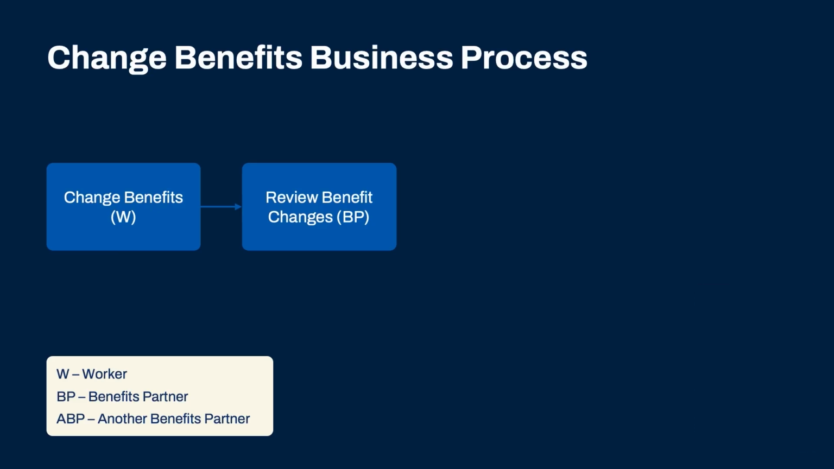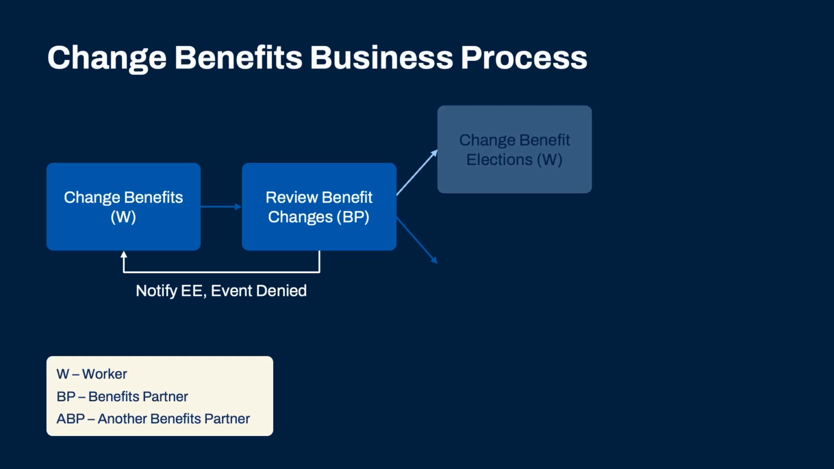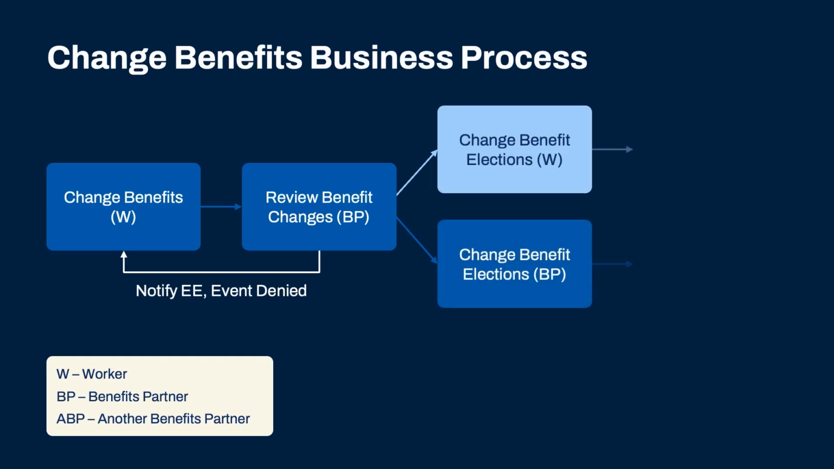At this point, the benefits partner can approve or deny the transaction. If the request is denied, a notification can be set up to notify the employee. Otherwise, if the request is approved, the system then triggers the change benefits election step. Either the worker or the benefits partner can enter and submit elections.